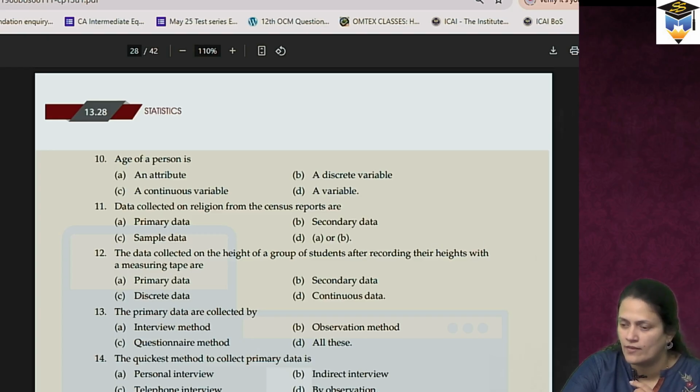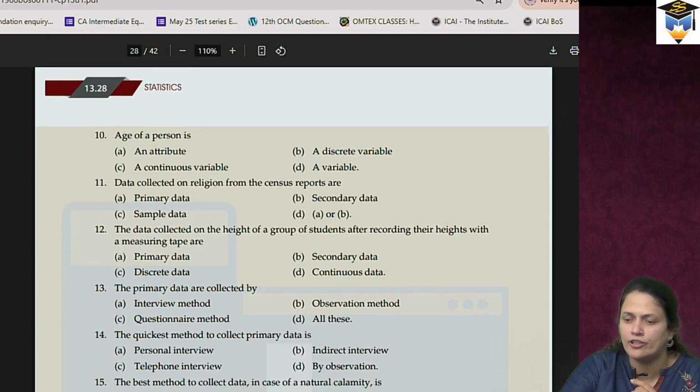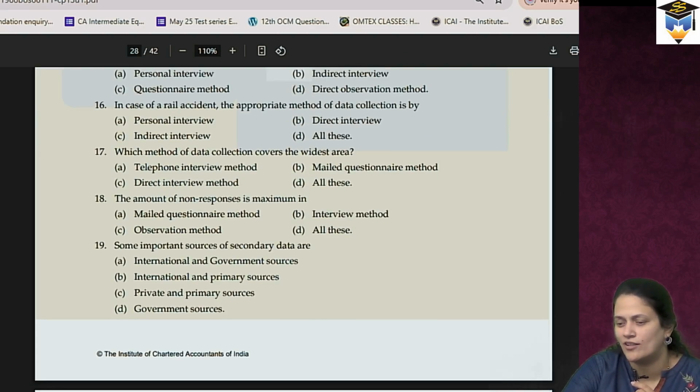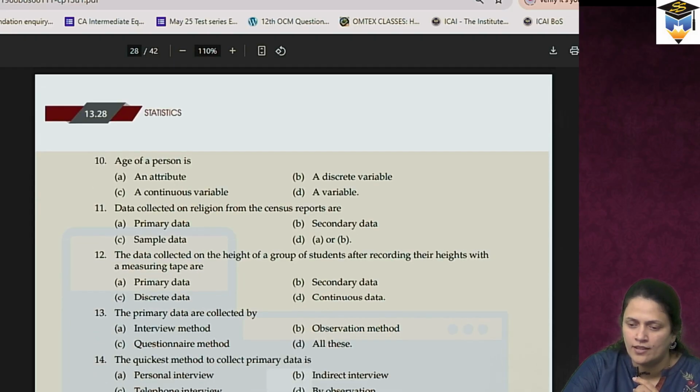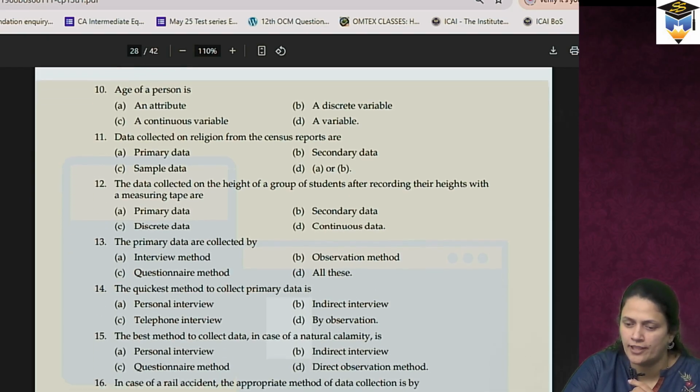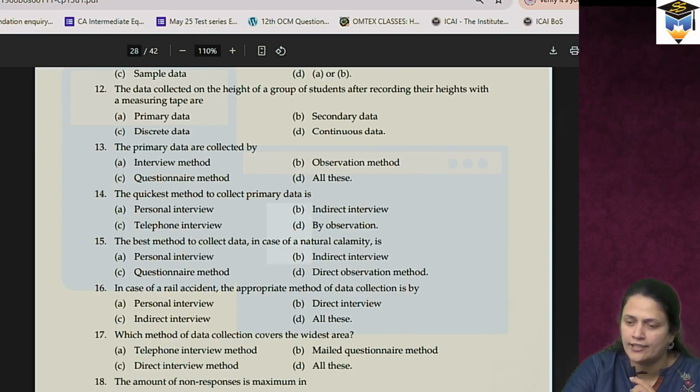11th, data collected on religion from the census reports are secondary data. Option B for the 11th one. 12th, the data collected on the height of a group of students after recording their heights with a measuring tape. Primary data, correct. 13th, the primary data are collected by all of these: interview method, observation method, questionnaire method. The quickest method to collect primary data is telephonic, correct. Option C.